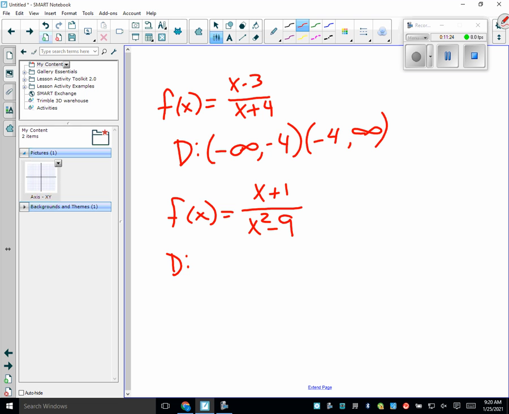So what makes that denominator 0? 3 or negative 3. So my domain is -infinity to -3, -3 to 3, and 3 to infinity. Notice I started with the smallest and went to the largest. Okay? We good with that? So that's denominators.